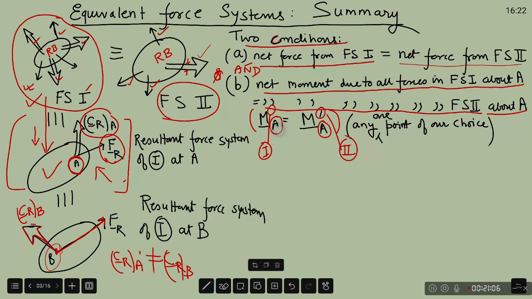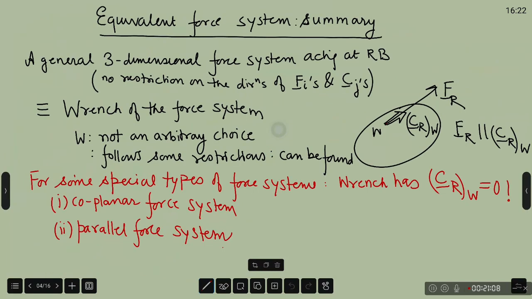Then I went one step further and asked: is it possible to have an equivalent force system in which I will have one single force, and that force will still be FR, but the torque that I will have to put, which I am calling CRW, is completely along FR? I am raising this curiosity. Is it possible to have such an equivalent force system?